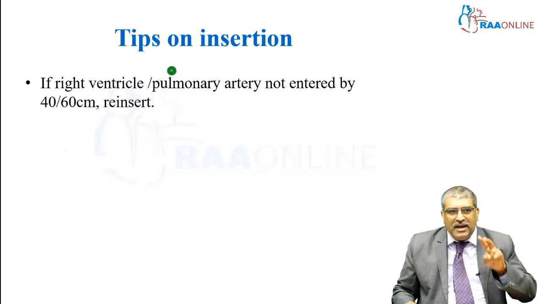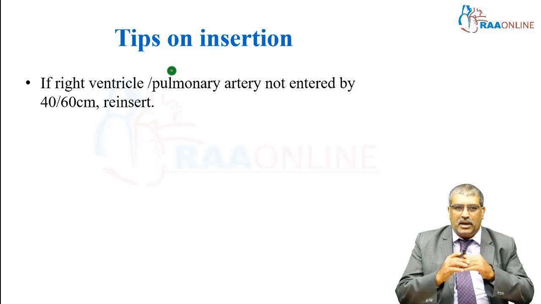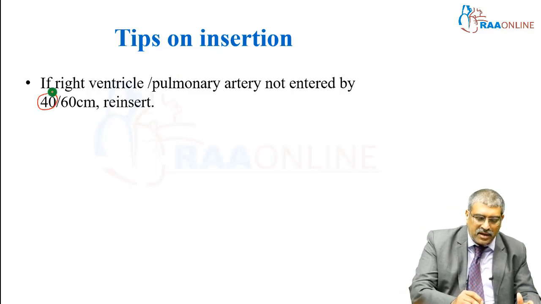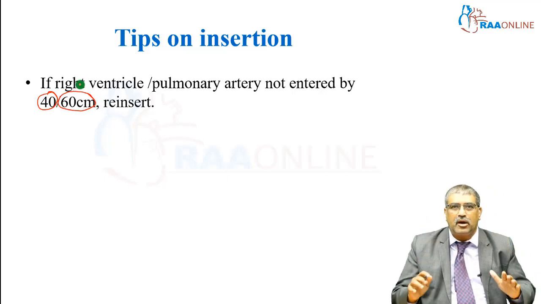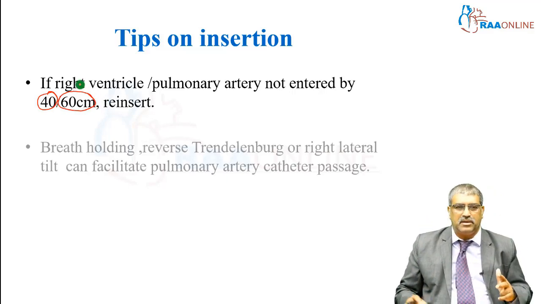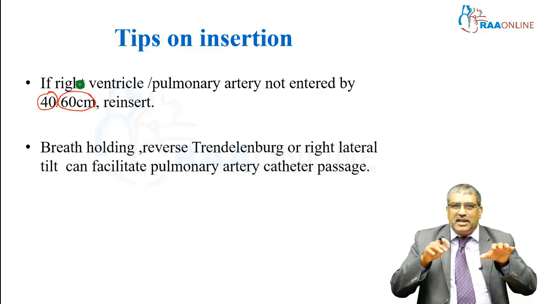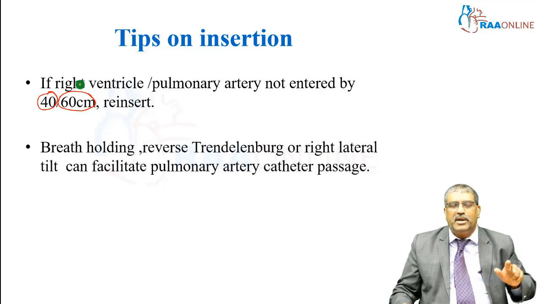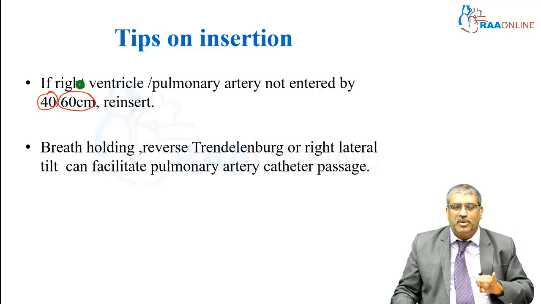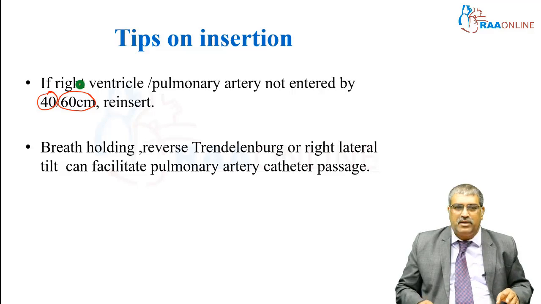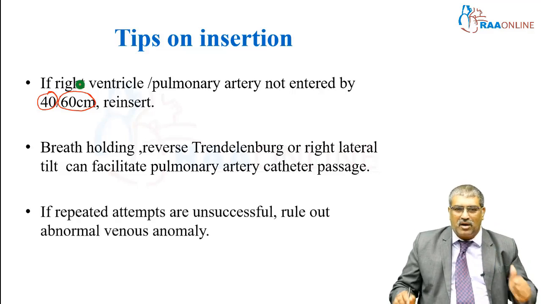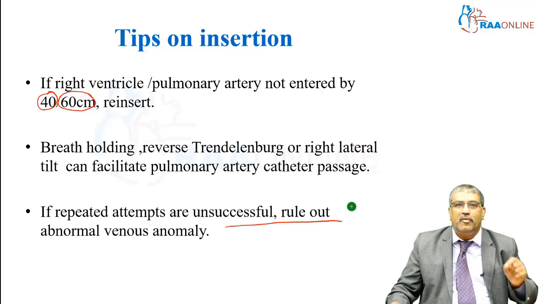If you are not able to reach the right ventricle at 40 and the pulmonary artery by 60 centimeter, better take out the catheter and reinsert. A few maneuvers which help the pulmonary artery catheter to go into the pulmonary artery are: you ask the patient to hold breath, you give a reverse Trendelenburg or go for a right lateral tilt. If repeated attempts are unsuccessful, always look for abnormal central venous anatomy.